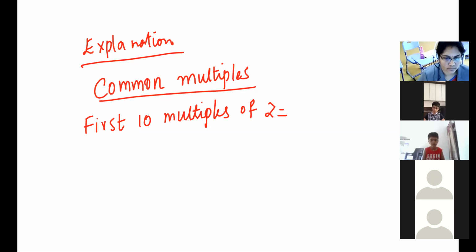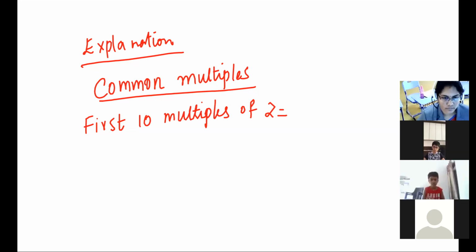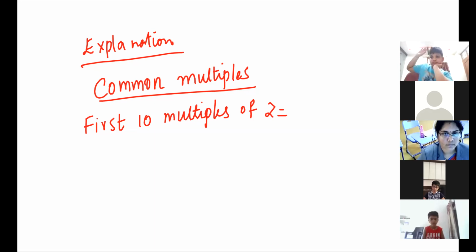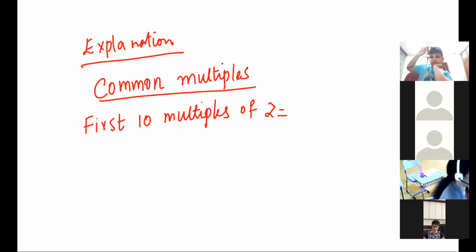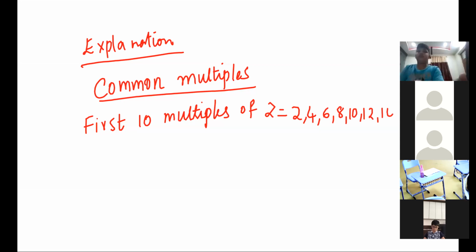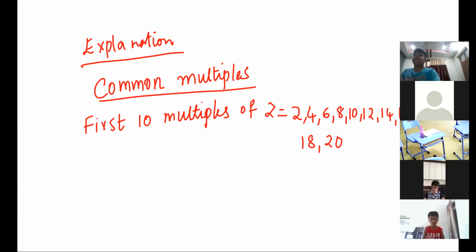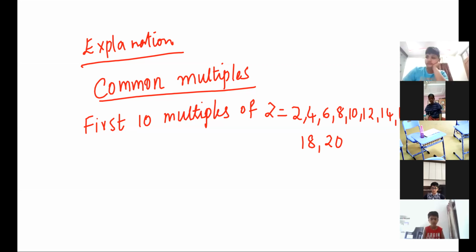Rohan, tell me the first 10 multiples of 2. 2, 4, very good. 6, 8, 10, 12, very good. 14, 16, 18, 20. Children, listen. Look here carefully. The first 10 multiples of 2, what we got here: 2, 4, 6, 8, 10, 12, 14, 16, 18 and 20.